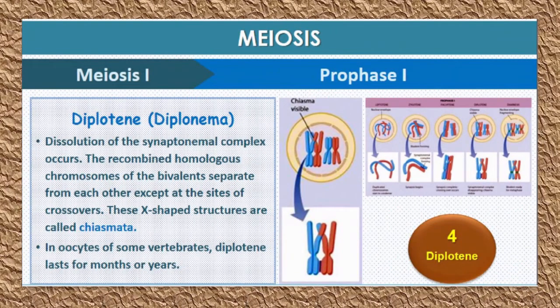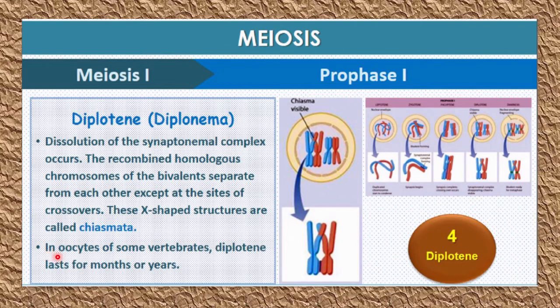After the pachytene stage, the next stage is the diplotene stage, also called the diplonema stage. Let me explain what happens during this stage. First of all, dissolution of the synaptonemal complex will occur, and as a result, the recombined homologous chromosomes of the bivalent separate from each other, except at the site of crossing over. From the crossing over region, they will remain attached, and the rest will dissociate. These X-shaped structures are called chiasmata. As I told you, this structure where crossing over or node formation occurs is called chiasmata.